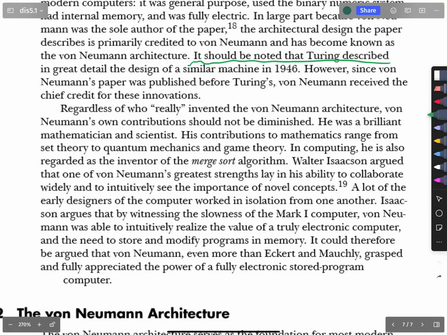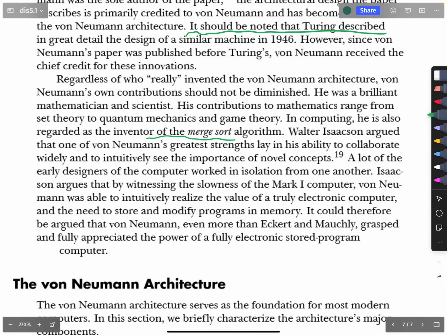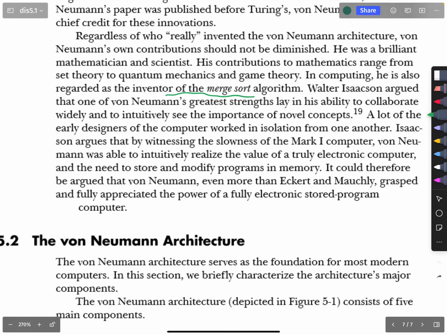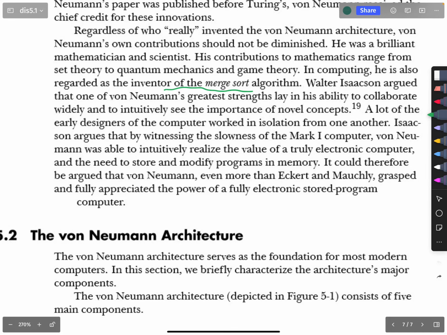Oh, interesting. Von Neumann is the inventor of merge sort. That's pretty cool. That's one of the most important sorting algorithms in existence. Okay, so I guess this was mostly a history lesson with a little bit of concept. I guess more than a little bit, but okay. So that's the end of chapter 5, section 5.1, and we'll move on to chapter 6 next time.